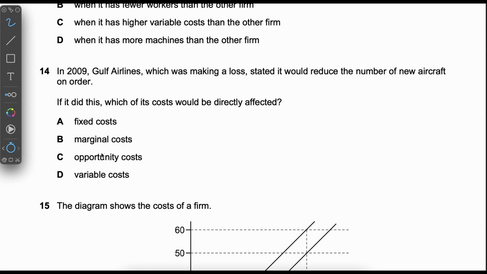Opportunity cost is the next best alternative foregone, and variable costs are the costs that directly increase as your output increases. So if it reduces the number of new aircraft on order, it doesn't really matter how many seats you're selling, that cost is still going to be there. So that is going to affect the fixed costs of Gulf Airlines. So the answer would be A.